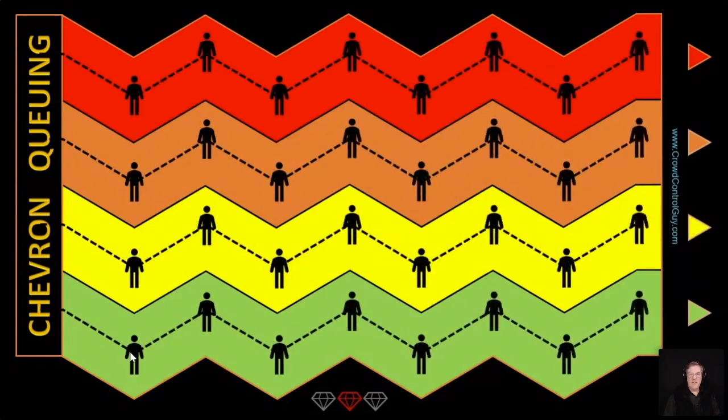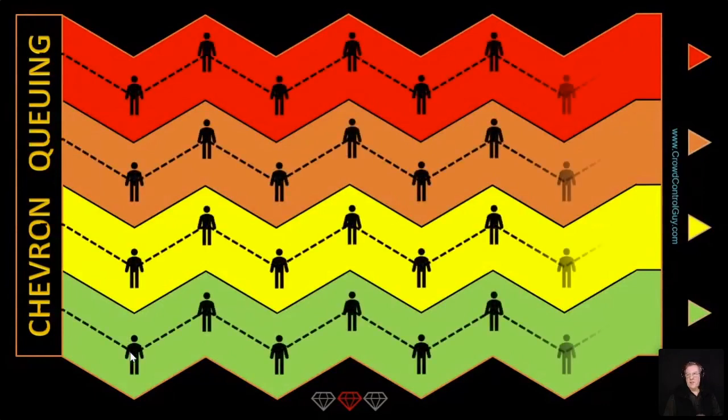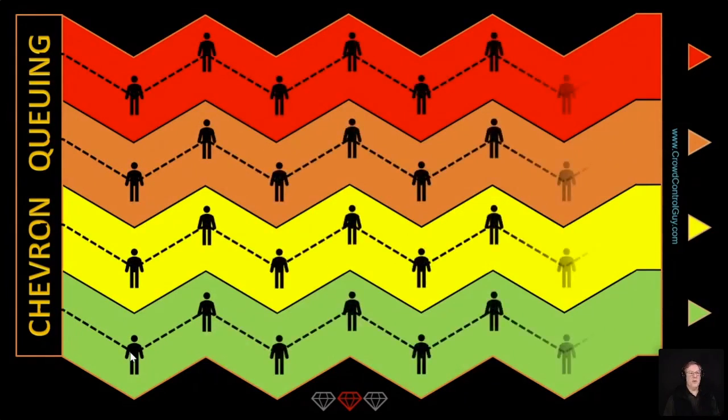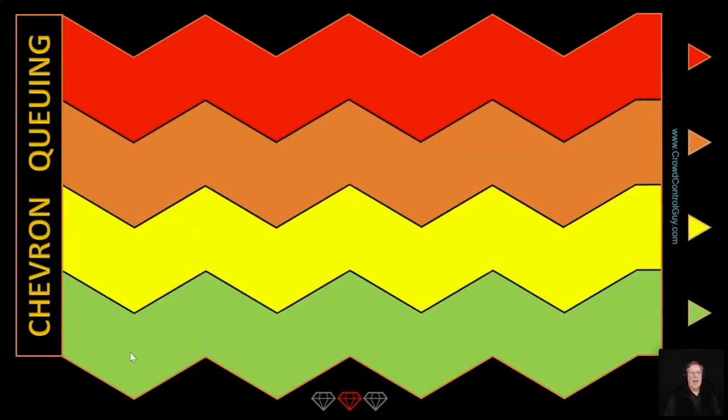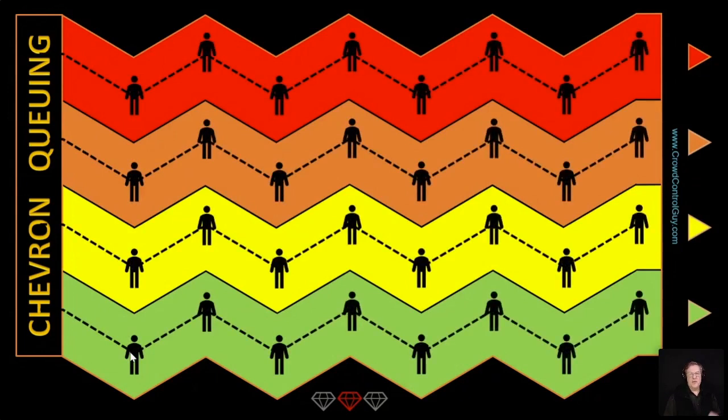Now, yes, someone might say that, oh, but someone could walk straight through. Well, that's your job to figure that out. And if someone's going to walk straight through, you don't have a queuing system, you've got a walking route, and it's not being managed. If you do this, there is no physical possibility, if they follow those lines, of coming any closer to anybody.